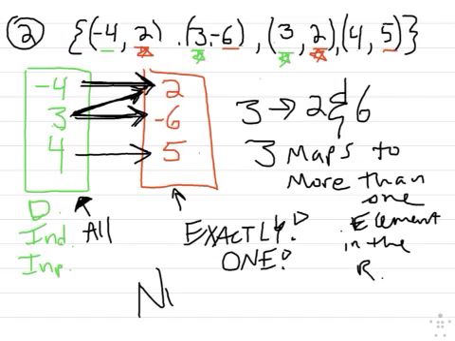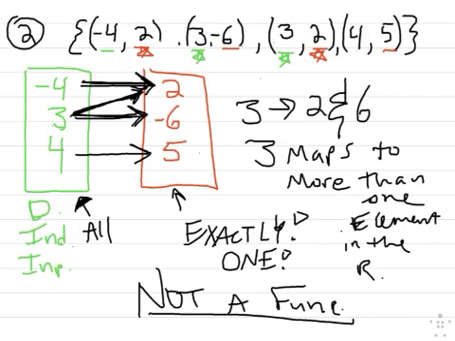Okay, not a function. That's what we've concluded. And 4 maps to 5, that's fine, no problem. But this 3, that's a serious problem. We can't map to 2 different places. The domain cannot map to 2 different places to be a function.